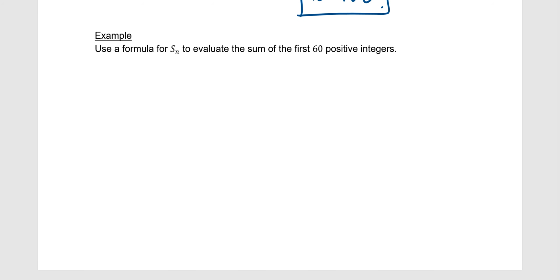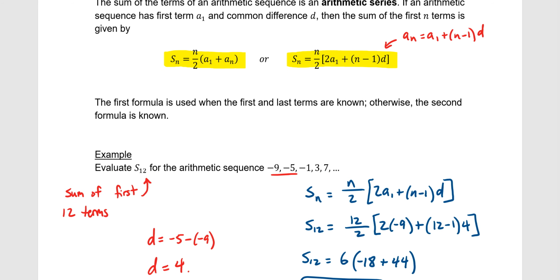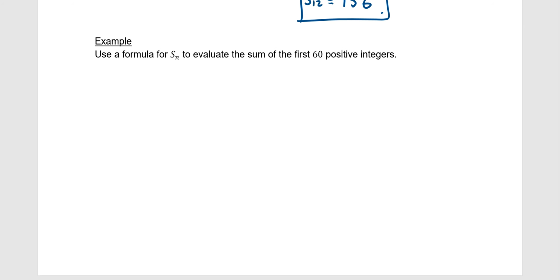Okay, and now for this last question, let's use the formula to evaluate the sum of the first 60 positive integers. So we can actually use the first equation here. We can use this one, because if we're looking for the sum of the first 60 positive integers, then we know the first term is 1, and we know the last term is going to be 60. So we know the first and the last term. So let's go ahead and just write that down. A sub 1 is 1. A sub 60 is 60, because it's the 60th integer.